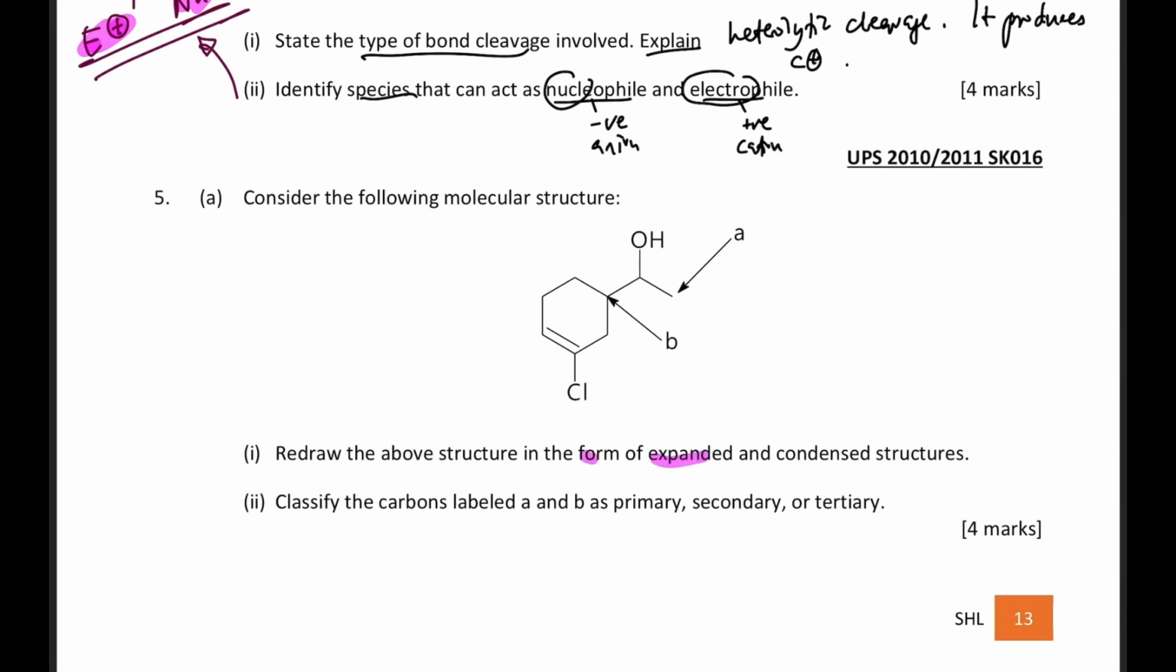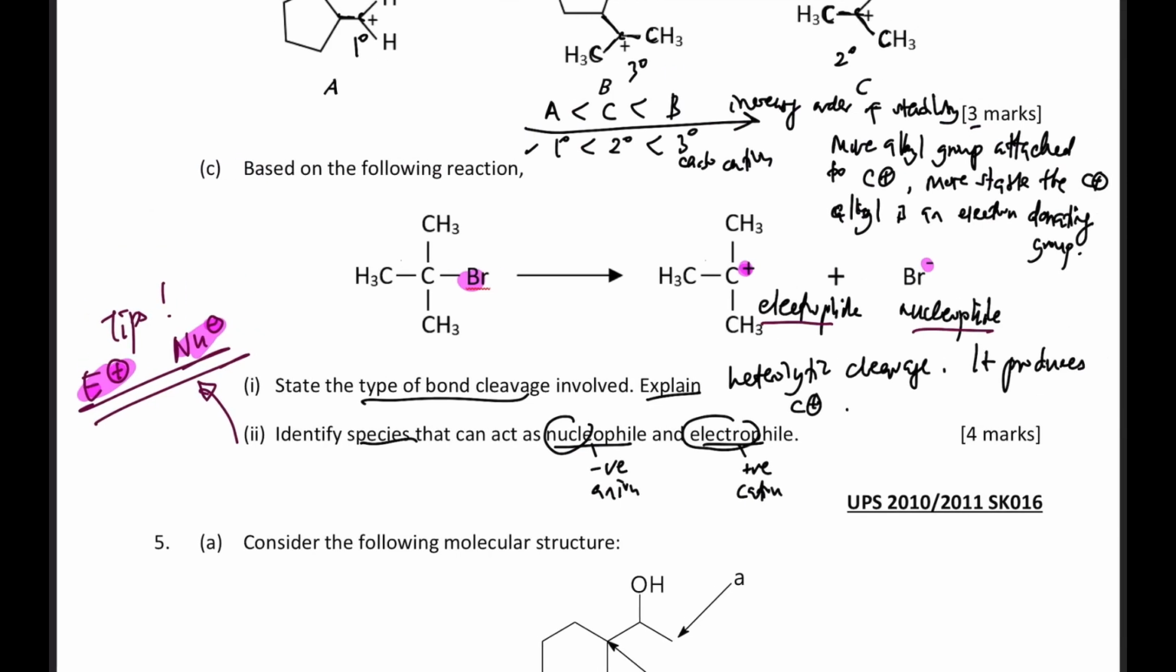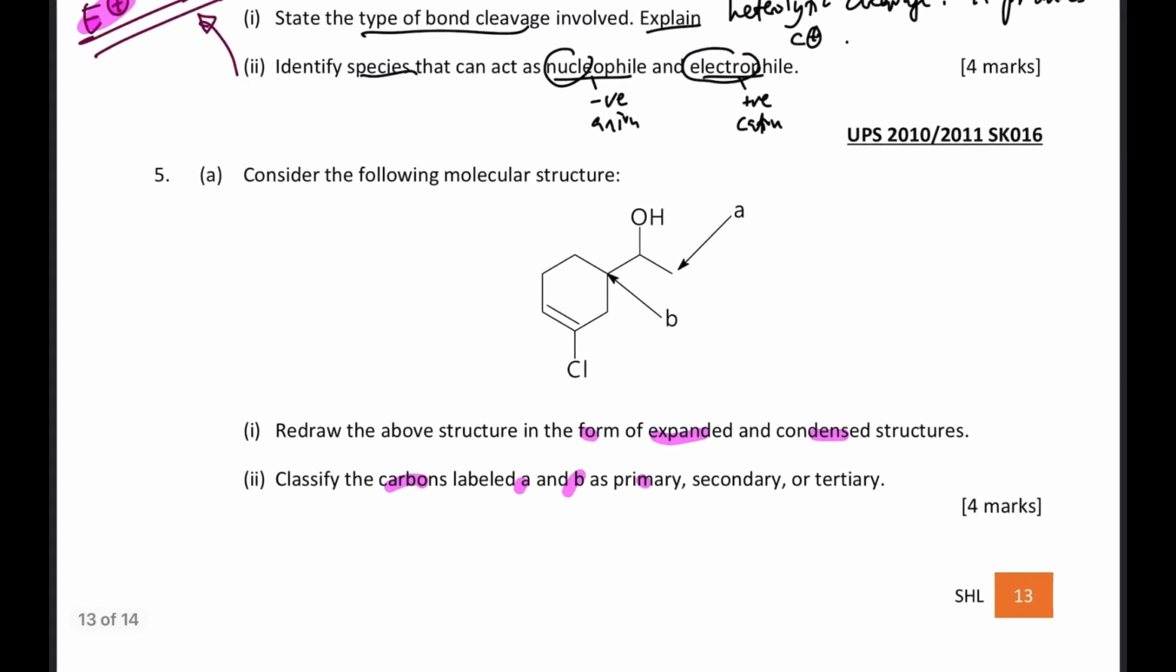Number 5. Consider the following molecular structure. Redraw above structure in the form of expanded and condensed. Classify carbons labeled as A and B as primary, secondary, or tertiary. Okay, mari kita draw dia punya expanded dulu. So kita ada karbon yang seperti ini. Oh sorry, maaf, tiba-tiba lari. So kita ada karbon seperti ini.